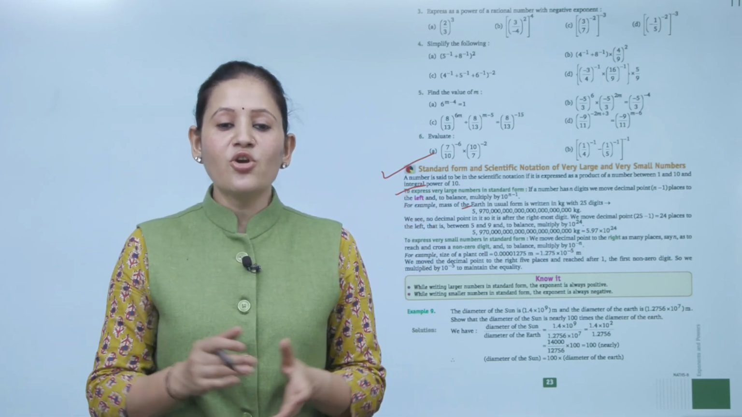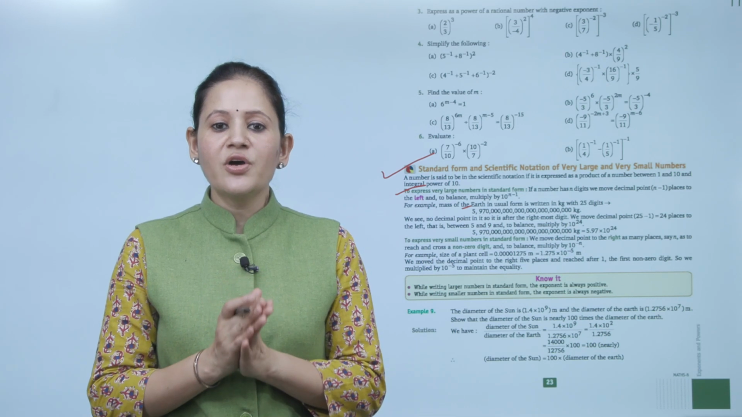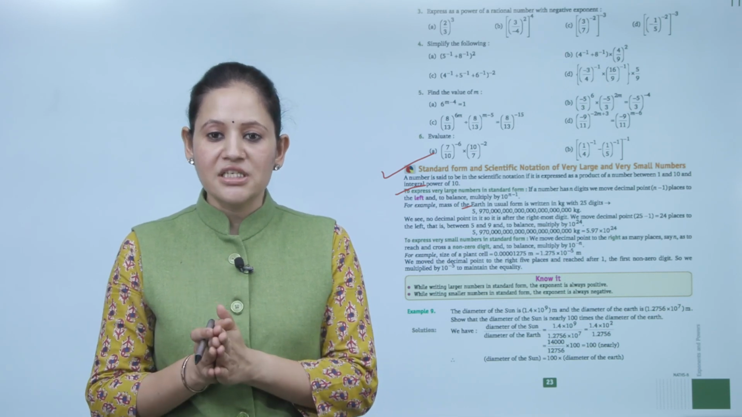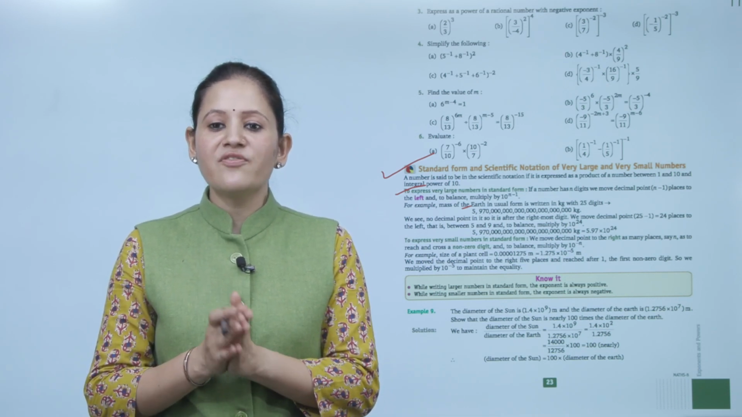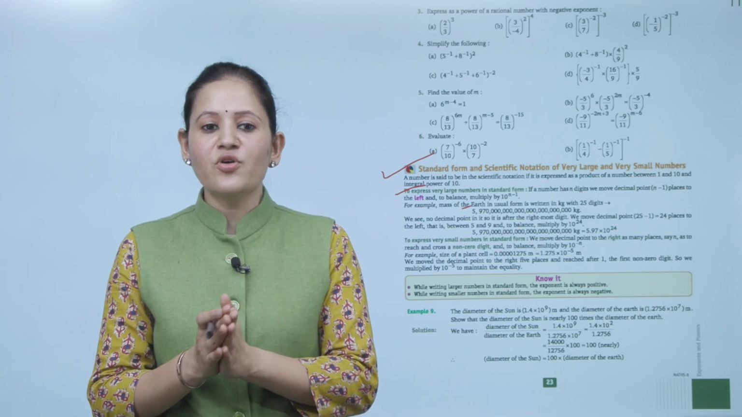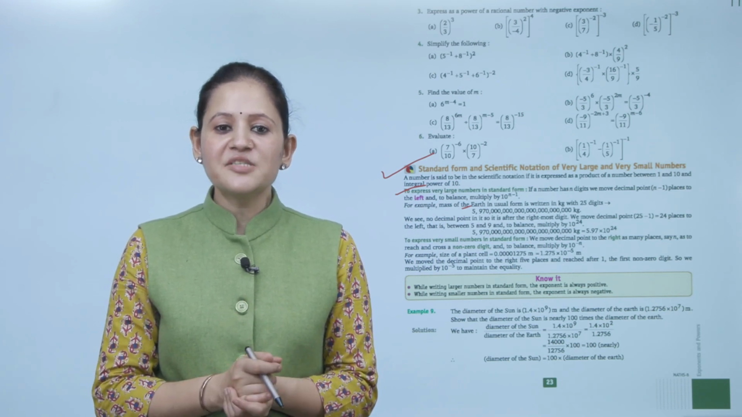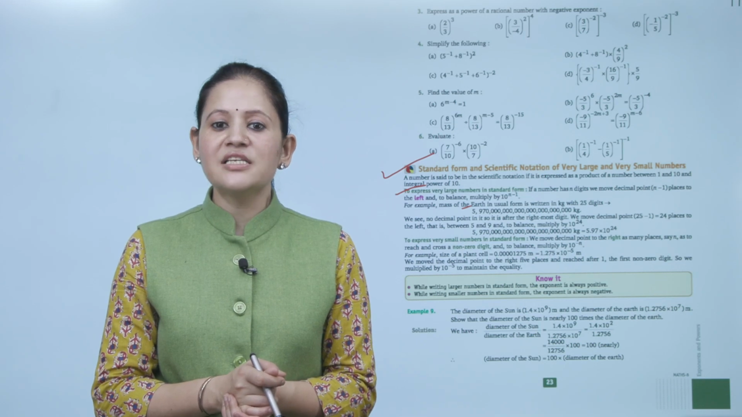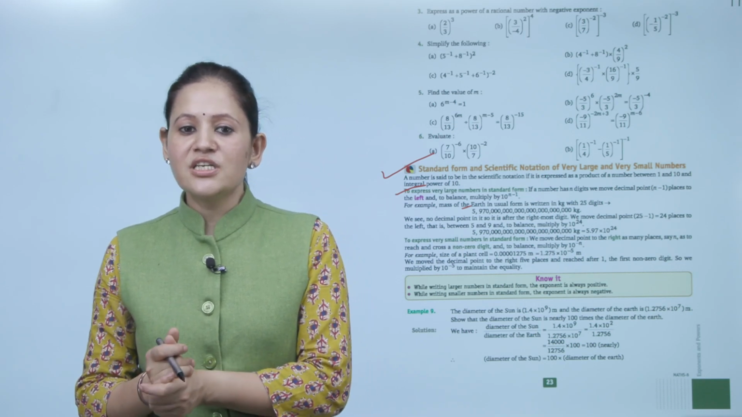So, you can see it is a very large number. We see no decimal point in it, so it is after the rightmost digit. We move the decimal point 25 minus 1, that is 24 places to the left, that is between 5 and 9, and the balance multiply 10 to the power 24.